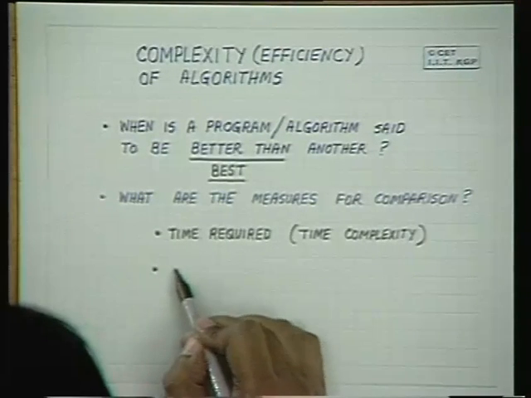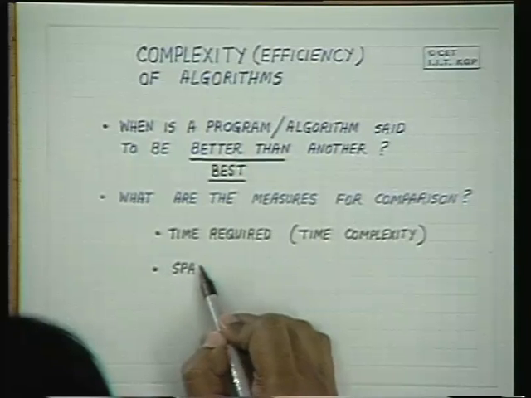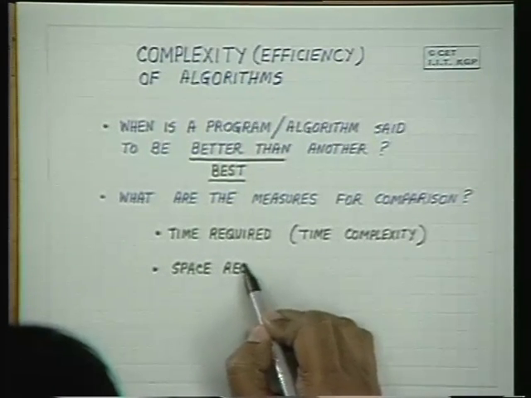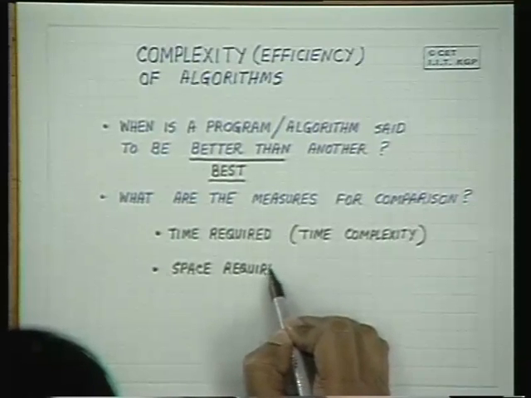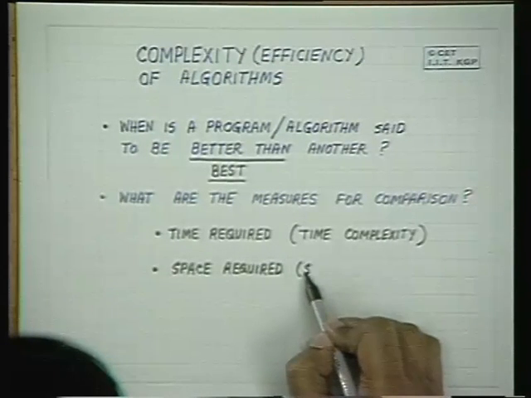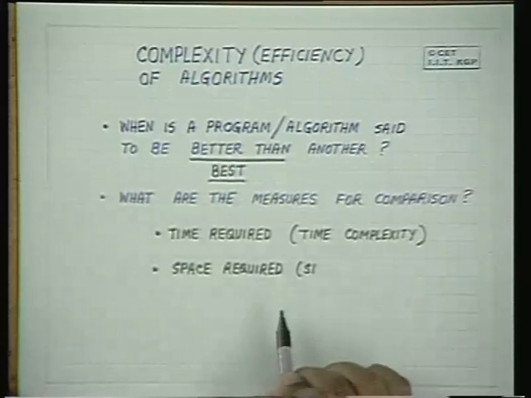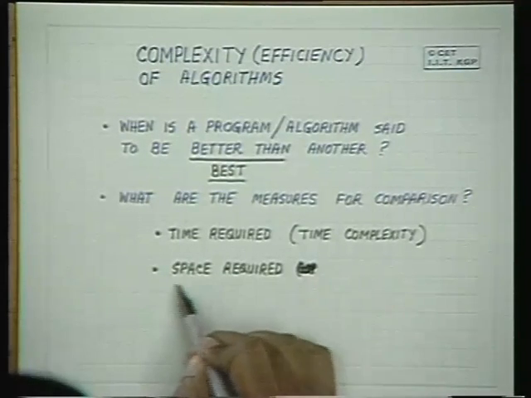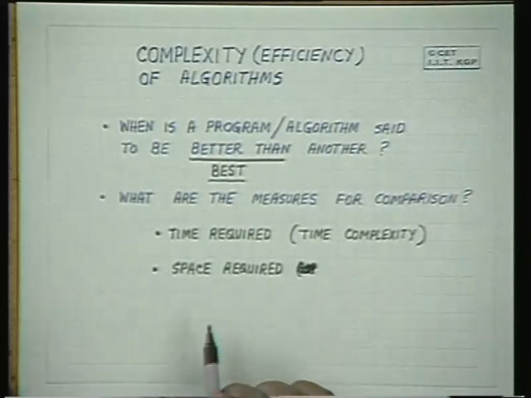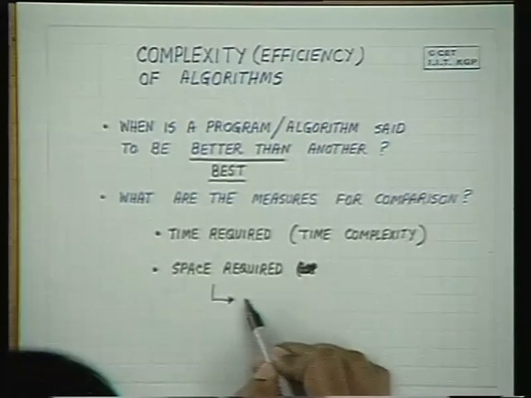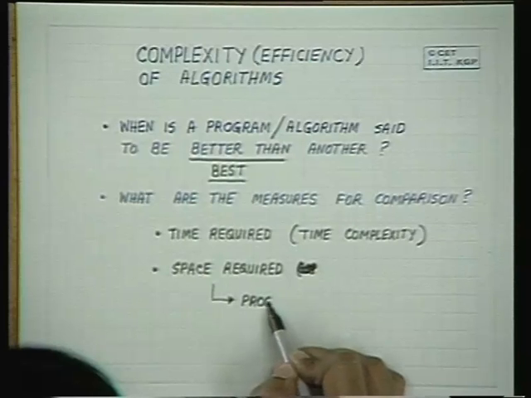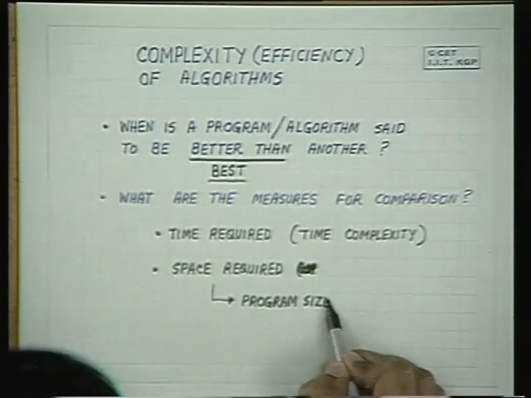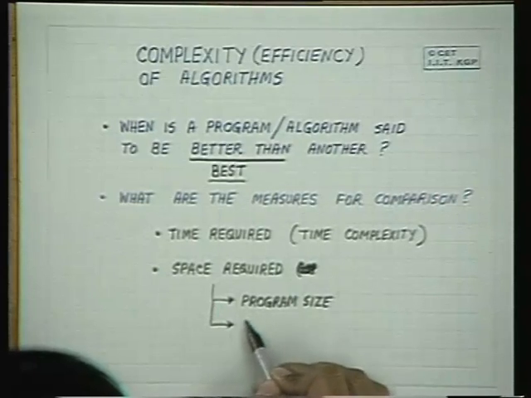The second is the space required. These are the two important resources of the computer. Which is often called the space complexity. Okay, but this is not the space complexity actually. There are two types of space which is required by a program. One is the program size, and the other is the data size.